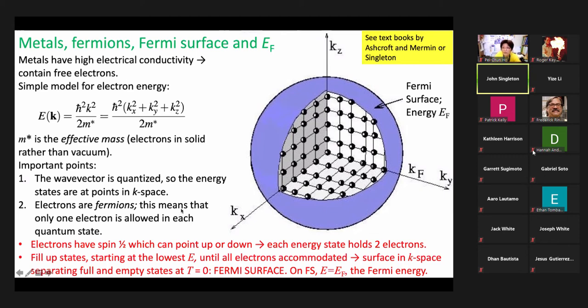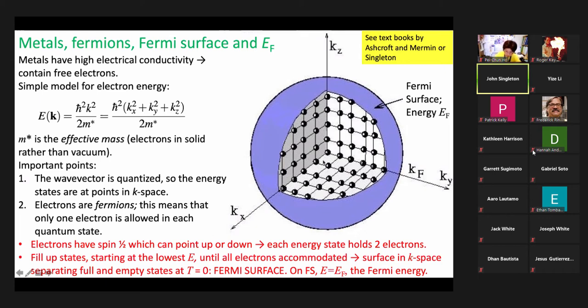And electrons are fermions. That's something I alluded to in the introduction. That means that only one electron is allowed in each quantum state. But we also have to remember that the quantum state isn't just defined by motion, it's also defined by spin. So electrons have spin half, which can point up or down, and each energy state holds then 2 electrons, one with a spin pointing up, one with a spin pointing down.